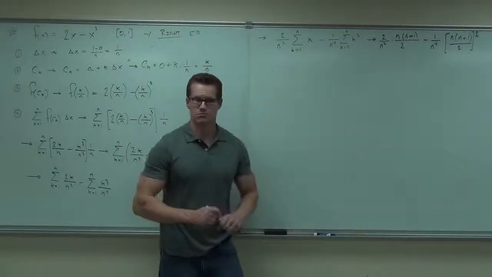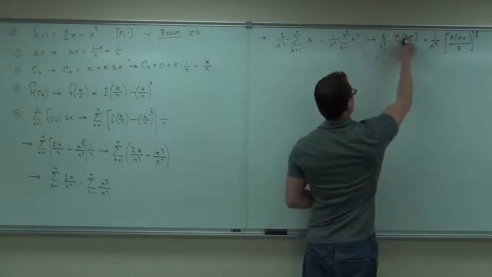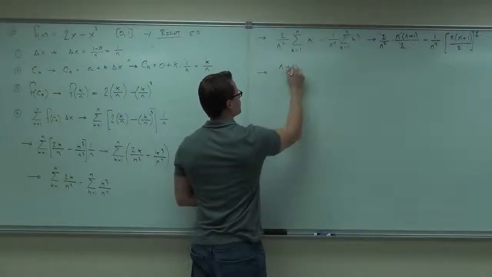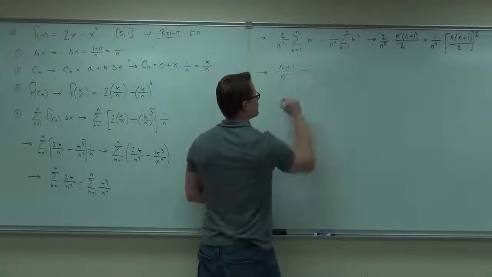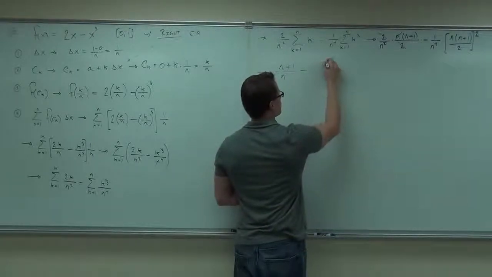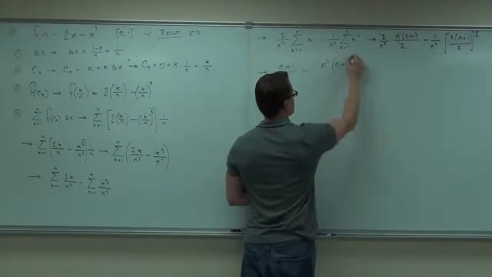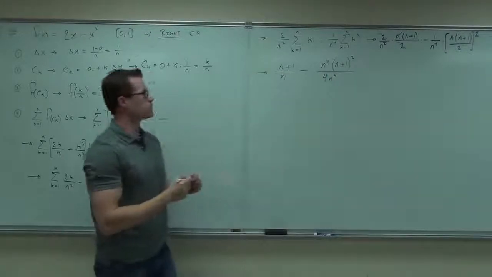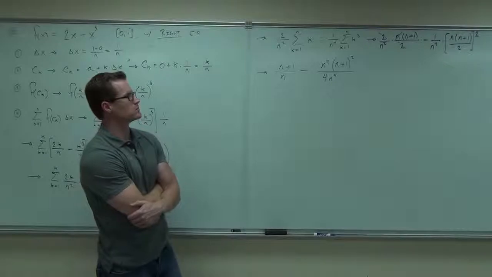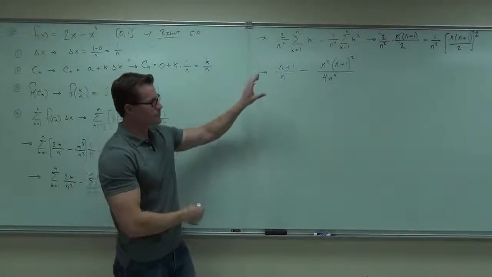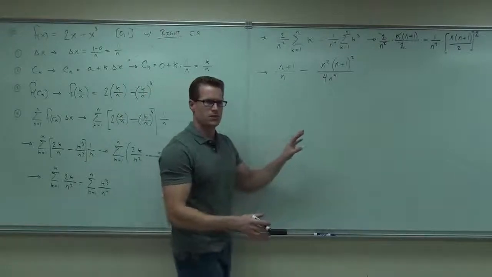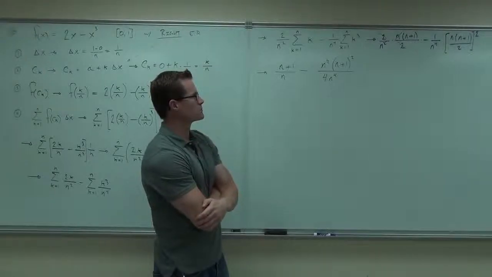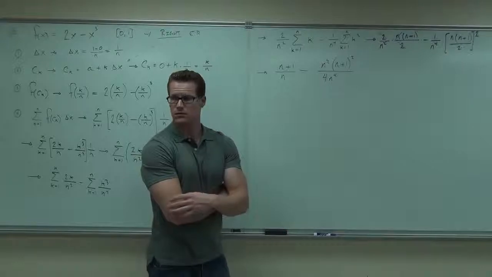Make it that far on your own? Simplifying the first one, squaring everything inside the parentheses of the second one, multiplying by 1 over n to the fourth. So make it that far. Yes, no?